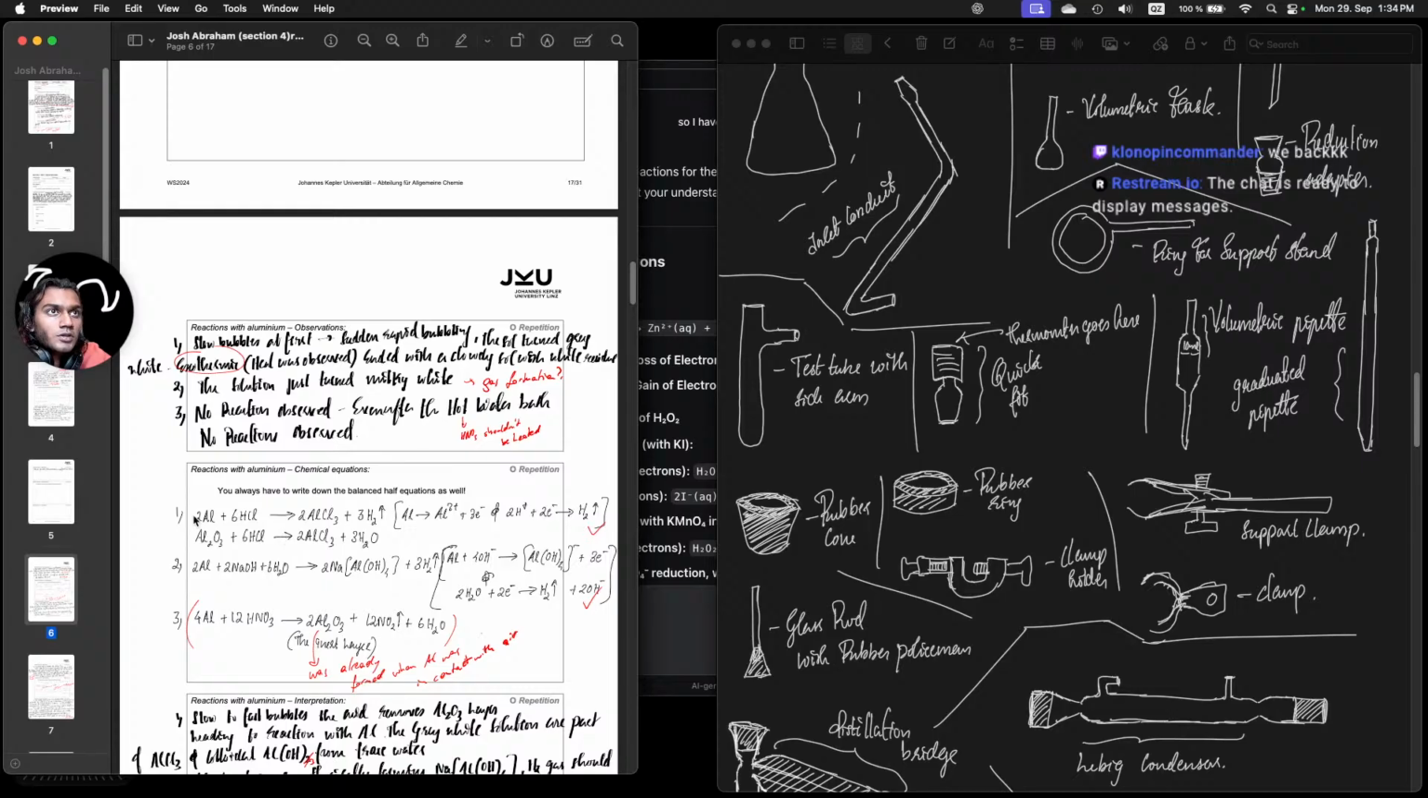2Al plus 6HCl gives 2AlCl3 plus 3H2 gas. Al3+ plus 3Cl-. Oh, that's the, yeah.